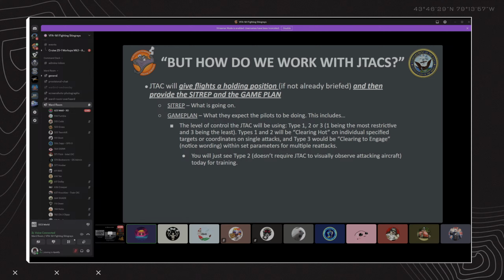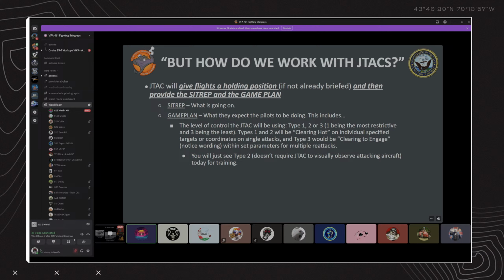So you will just see type 2. Yes? Yep. So I'll just clarify. Type 3 is multiple attacks on a single run, meaning the flight itself would do something like line and trail and do a consistent series of attacks. Okay. All right. So you'll just see type 2, which doesn't really require the JTAC to visually observe the attacking aircraft, today for training.